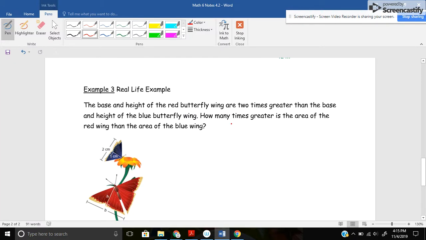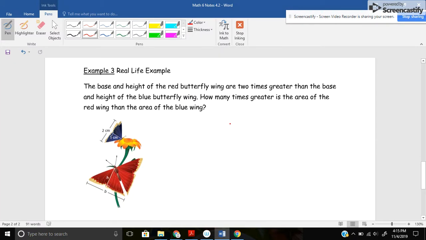All right, on to the real life example. It says the base and height of the red butterfly wing are 2 times greater than the base and height of the blue butterfly wing. How many times greater is the area of the red wing than the area of the blue wing? It'd probably be helpful to find the area of both of these and then compare them. So let's do the blue one first.